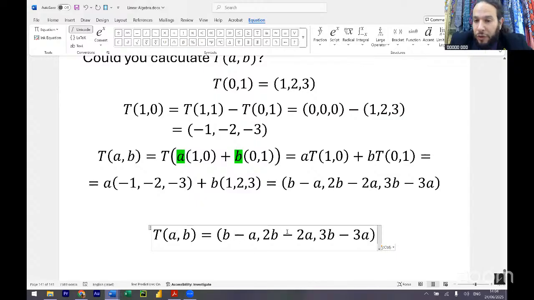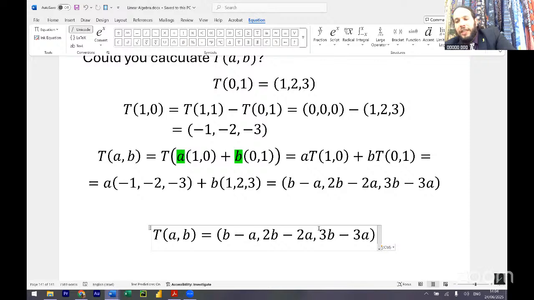It's indeed 0, 0, 0. And what is T of 1, 2? It is indeed 2 minus 1, which is 1, 4 minus 2, which is 2, 6 minus 3, which is 3, right? It's not a full proof, but it's good that it worked, okay?